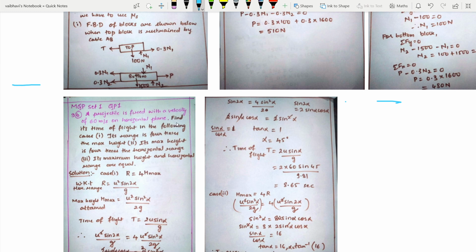Then I have solved this last 9th B problem, that is of the projectile. If it is fired with a velocity of 60 meter per second on a horizontal plane, then they have given 3 cases. I have solved 2. I think you can refer to those and solve the last one as well. And please mention in the comment section the answer for the third case. It is a very simple and interesting problem. So what they have given: find the time of flight if its range is 4 times maximum height.